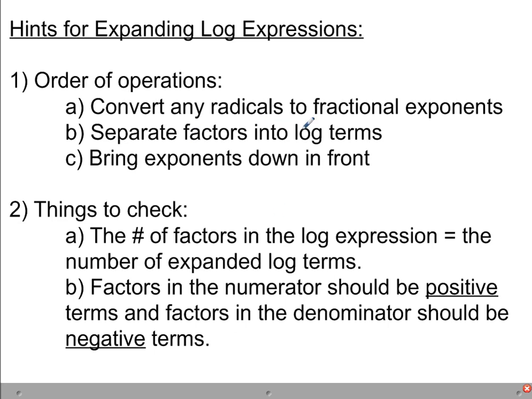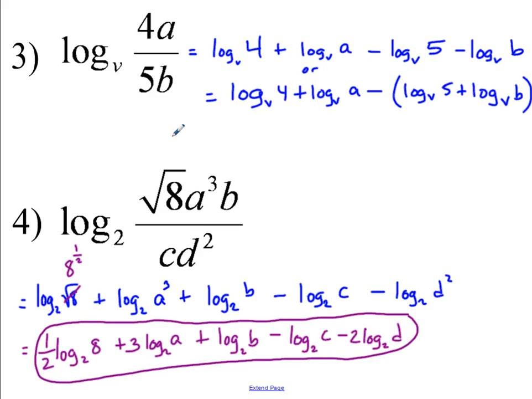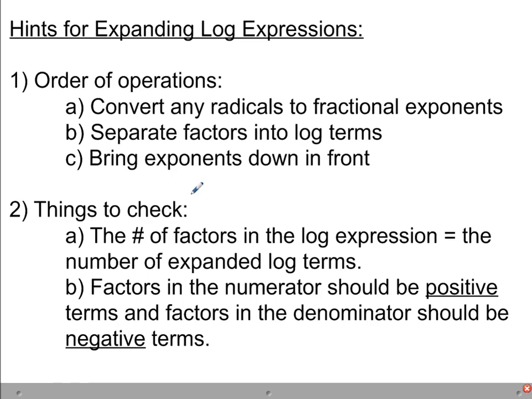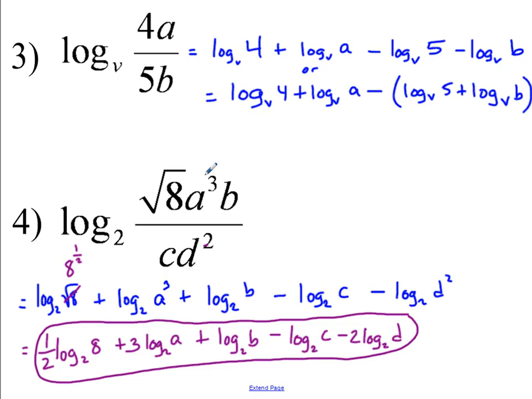Separate the factors into log terms. Remember, we're counting the number of factors. We said in the previous example, you've got 1, 2, 3, 4, 5 factors that led to 5 log terms. Always write the base with the log 2. And then bring the exponents down in front. Recall we did that? Okay, we took the 3 down in front, didn't have it, brought the 2 down in front.